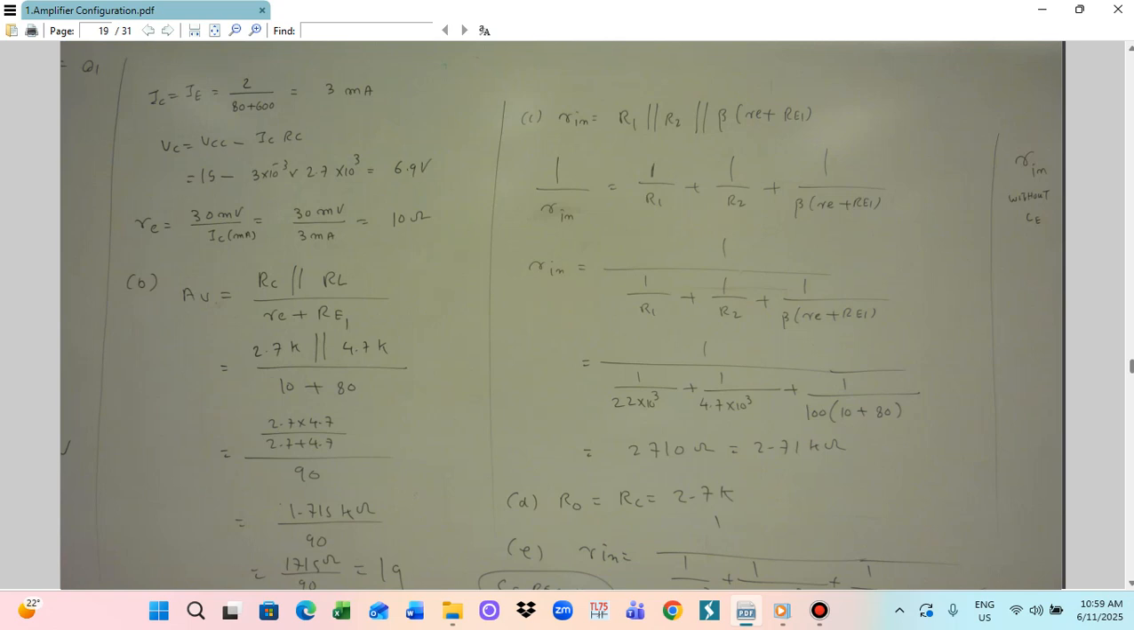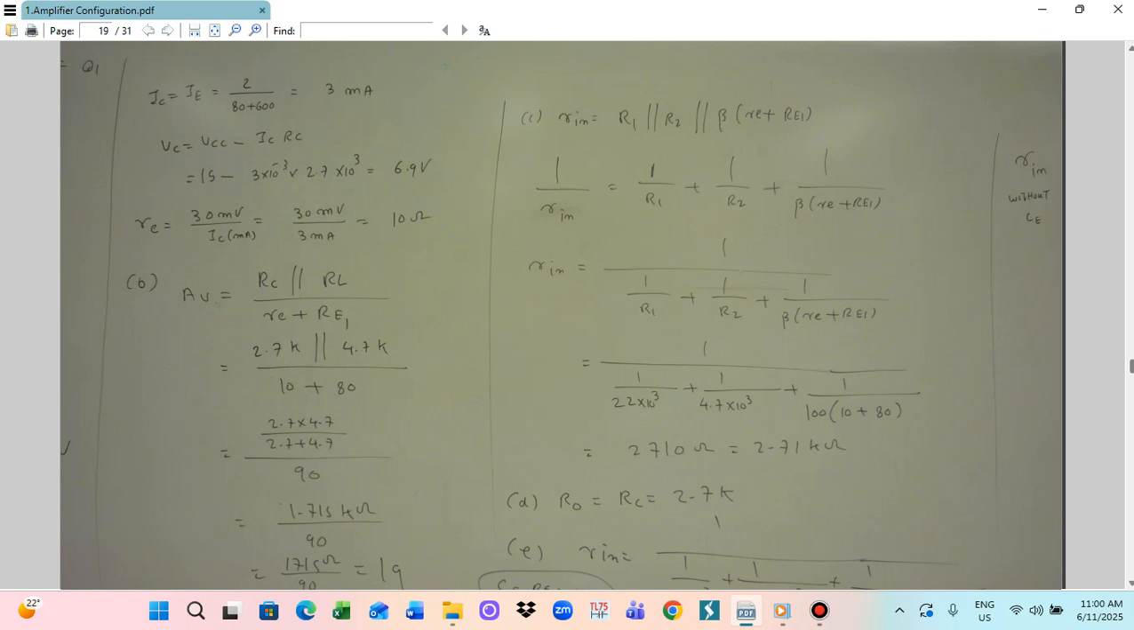Okay, part B. We only need to calculate the gain of the circuit. The gain of the circuit is the voltage gain AV, which needs to be calculated. So for AV there are three formulas: V0 by Vin is RC by RE plus re, or RC parallel RL by RE plus re. In this case, this circuit is connected to the load, so the gain is affected by the load. So the most appropriate formula to utilize is AV equal to RC parallel RL by RE plus small re.